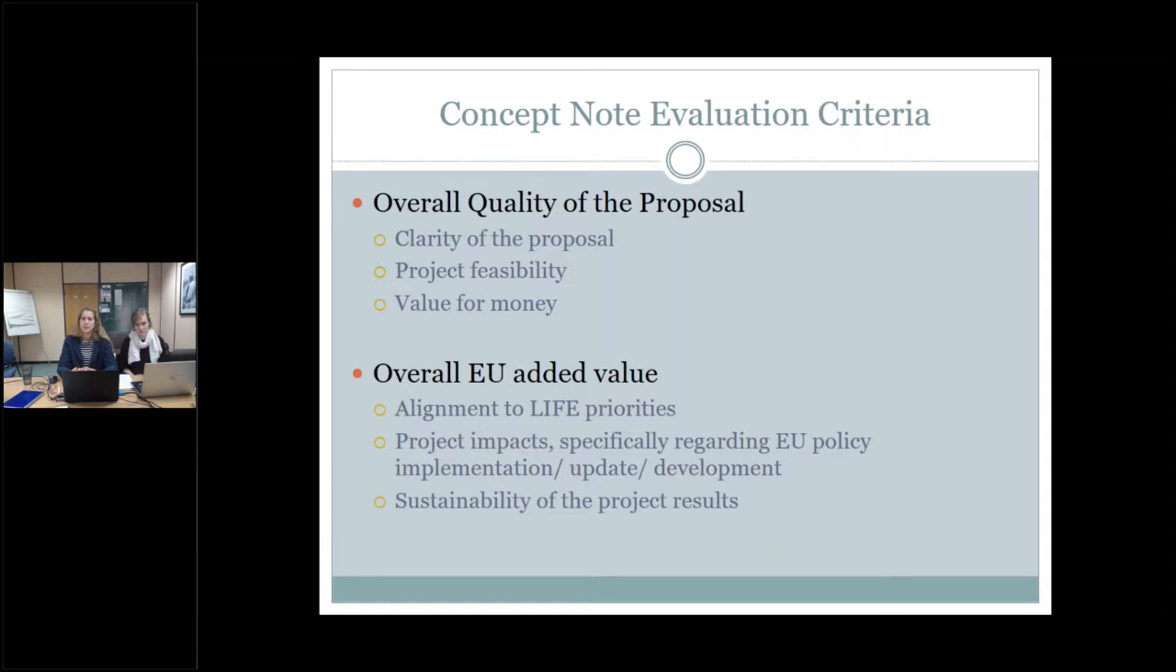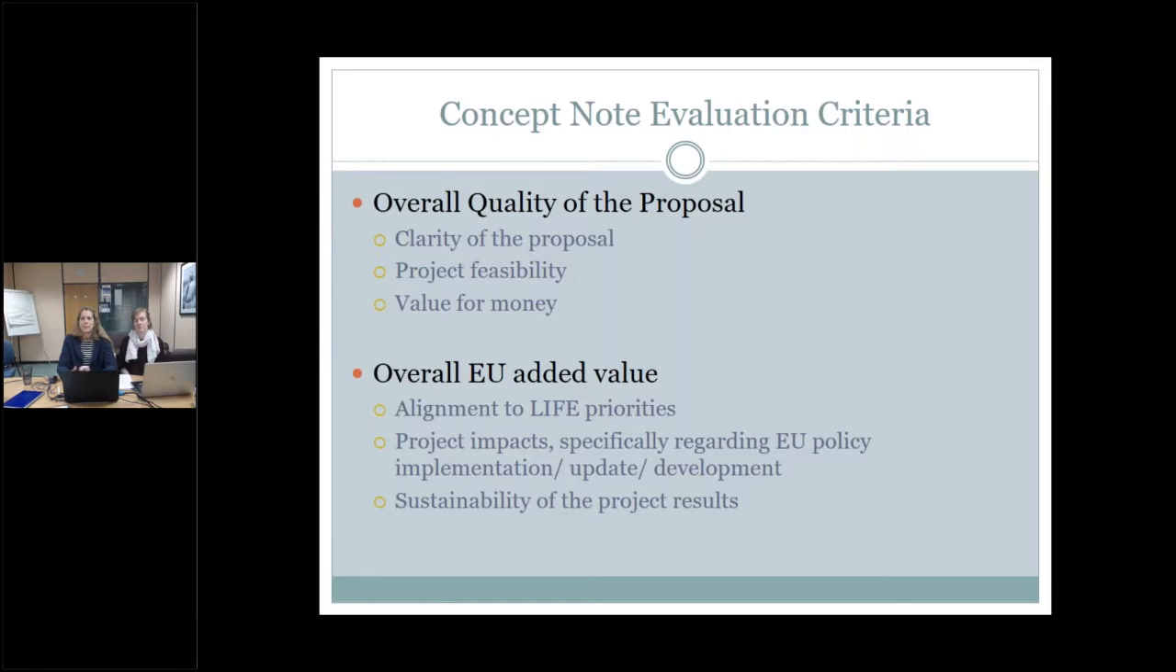Under the second evaluation criteria, overall EU added value, the criterion will focus on the project contribution to the LIFE priorities, its expected impacts, and the sustainability of the project results. And this again is referring to a lot of what I have already mentioned regarding transferability, sustainability, replicability. The project topic and objectives need to be aligned with the priority areas of the LIFE sub-program for the environment.